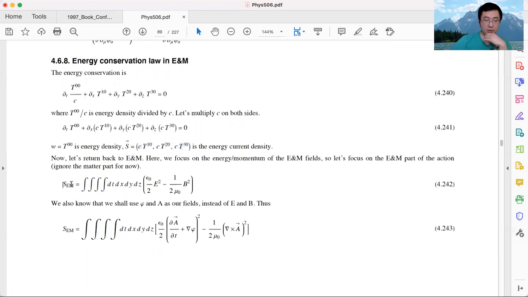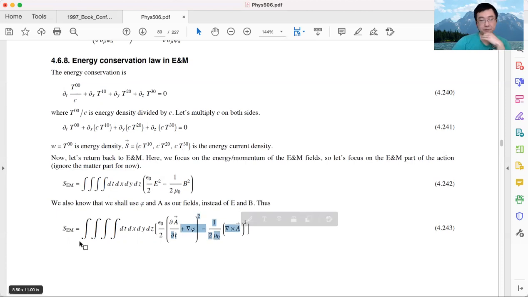For the E and M field, we know that the action is E squared plus B squared. And we also know that we should not really use E and B. We need to use phi and A because phi and A have no constraints. So we should replace the E field with this. More precisely, this is minus E, but we are doing E squared, so after the square the minus sign goes away. And for B, we replace B with a curl of A. We replace E and B with phi and A.